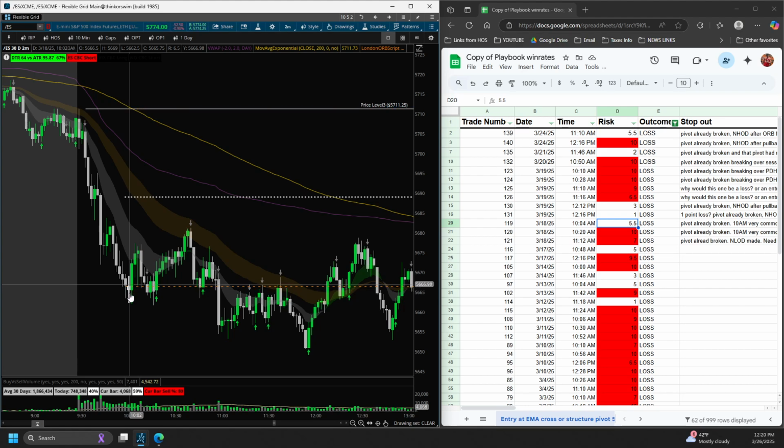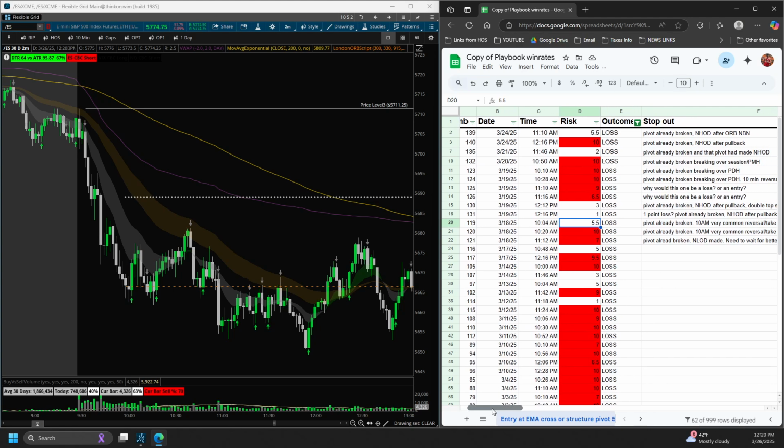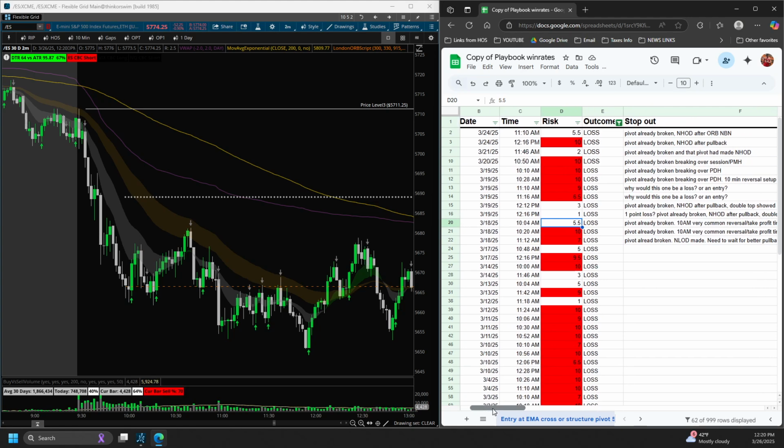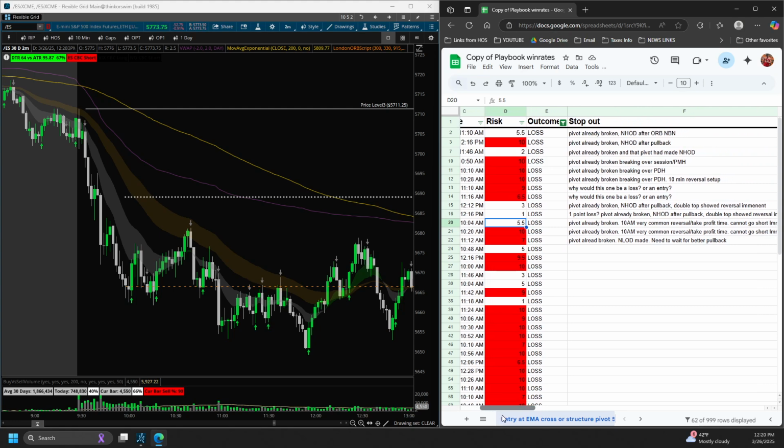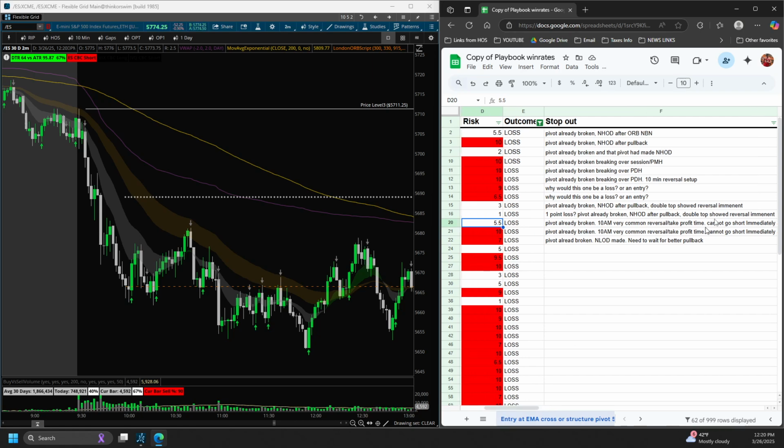Right. That one, like I think I put, very common. Pivot broken. 10 a.m. is a very common reversal slash take profit time. Cannot go short immediately after, or below is broken.